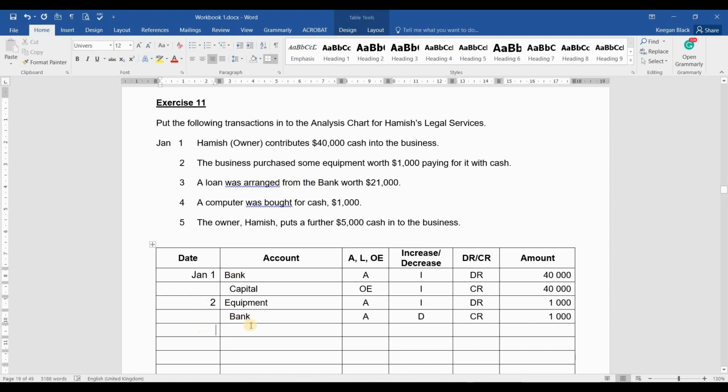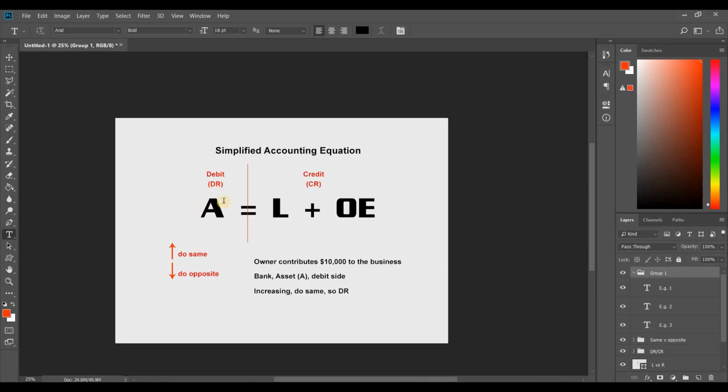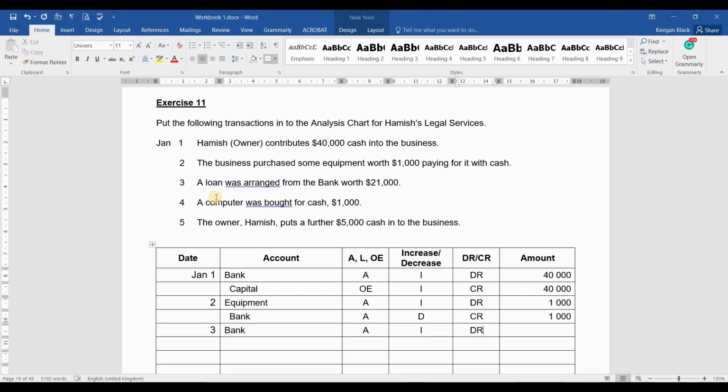Let's do one more. On the 3rd, a loan was arranged from the bank worth $21,000. So we're getting a loan from the bank. We're going to put that into our account. So the first one I'm going to do is bank. Bank is an asset. If we're putting money into my bank account, it's increasing. You probably already worked it out. Bank is an asset, so it's on the debit side. If we're doing the same, we increase. So I'm going to debit for that $21,000.